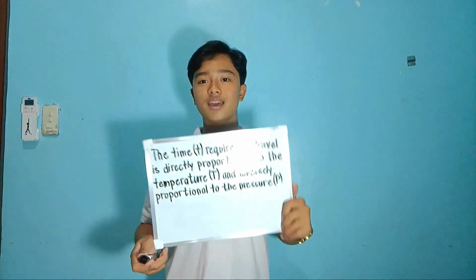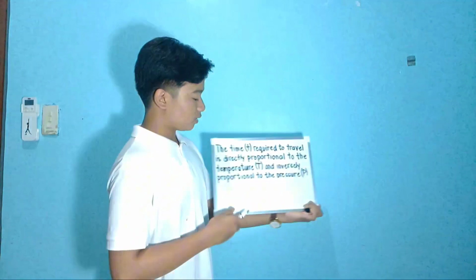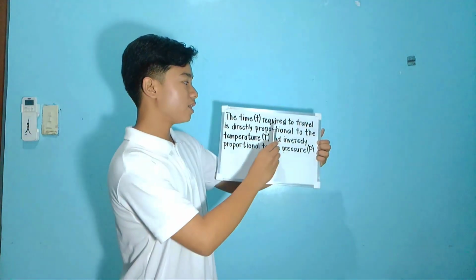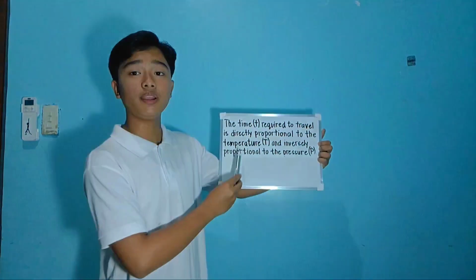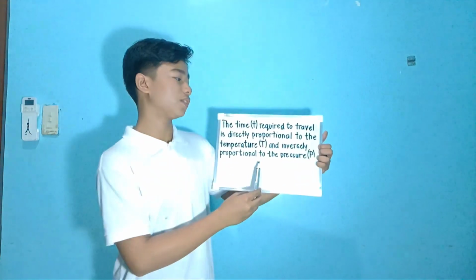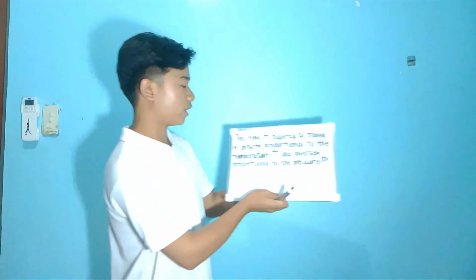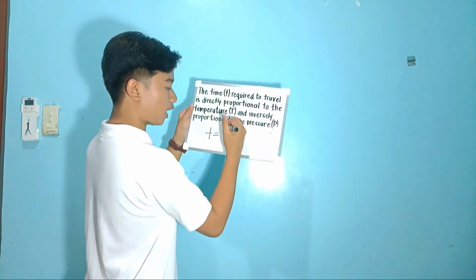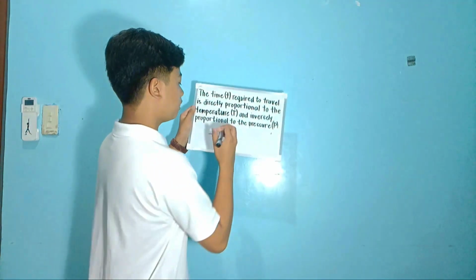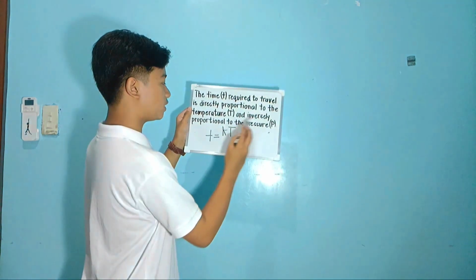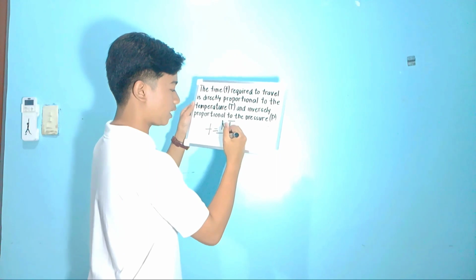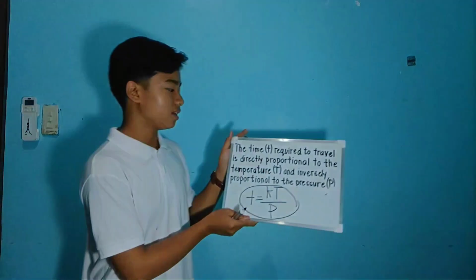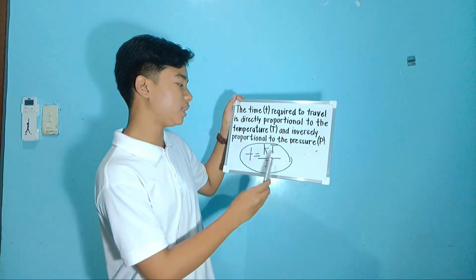This is the general equation or formula of combined variation. I have here a sentence, and I will translate it into a mathematical statement. The time t required to travel is directly proportional to the temperature, capital T, and inversely proportional to the pressure, capital P. If I write it as a mathematical statement, using k as a constant of variation, it will be t equals kT over P. So this is the mathematical statement in this sentence: t equals kT over P.